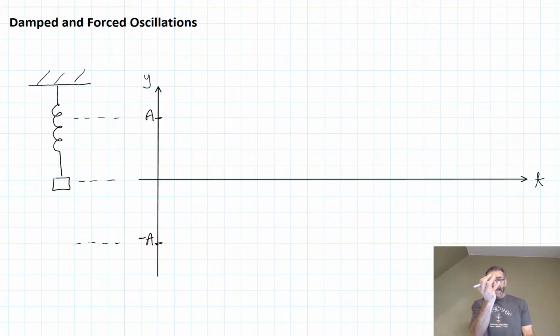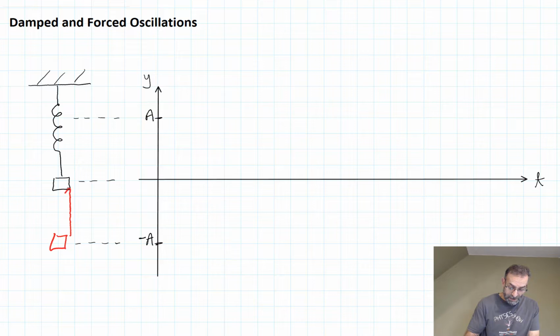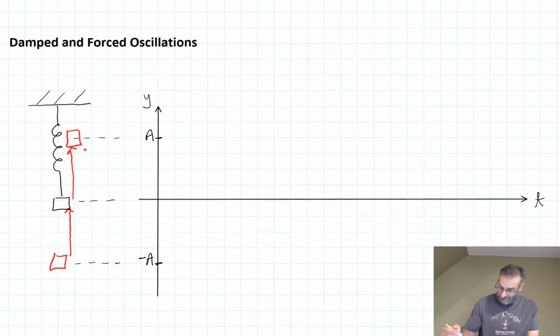And I take that mass and I pull it down until it's right here. And I let go of it at time 0. That mass is going to oscillate back and forth. It's going to go up through the equilibrium position to some position up here where it will momentarily come to rest, and then it will go down and it will oscillate back and forth between those two positions.